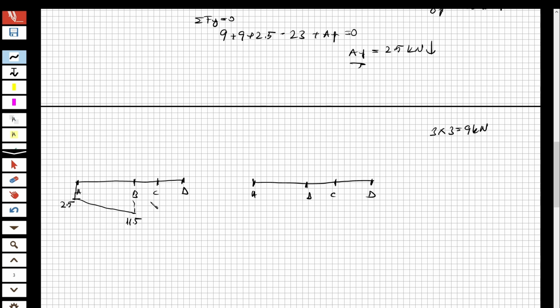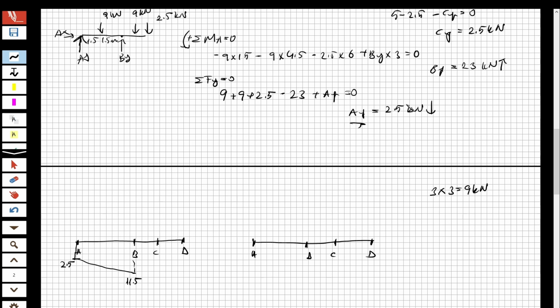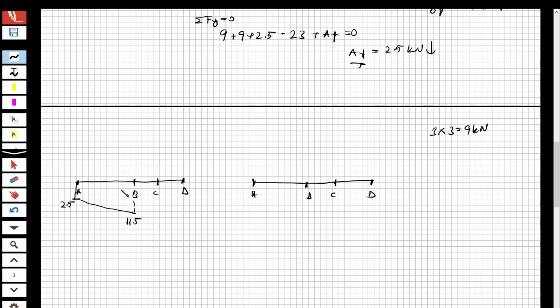So, and now I have at B, what is B? At B, what is the shear force at B? 23 kilonewton in the upward direction. When I applied the shear at B as 23 kilonewton, as a reaction at By, I'm going to reach the point of 11.5, I guess, right? Yeah. I'm going to obtain the 11.5.